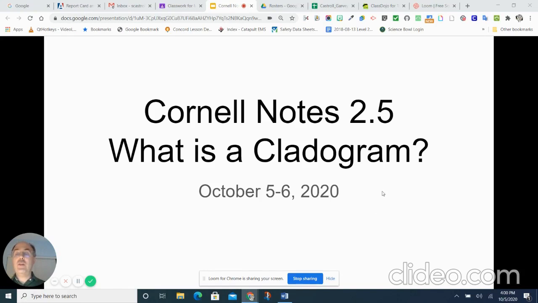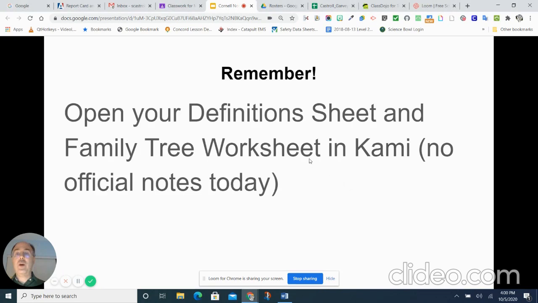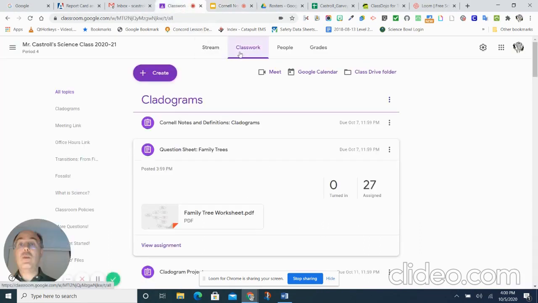They are going to be about what is a cladogram. So the first thing I want you to remember, please open your definition sheet and your family tree worksheet. To do that, go to your Google Classroom, go to your classwork tab.